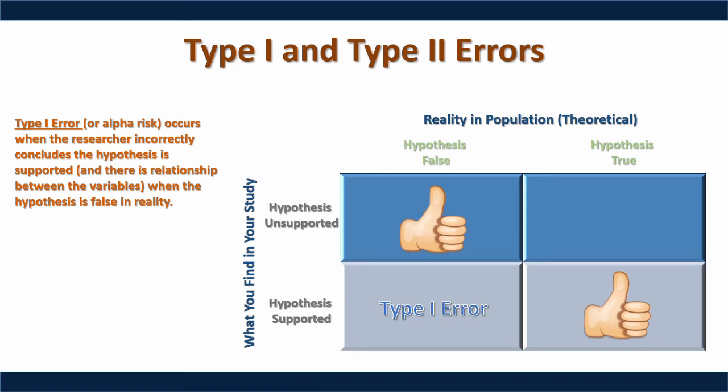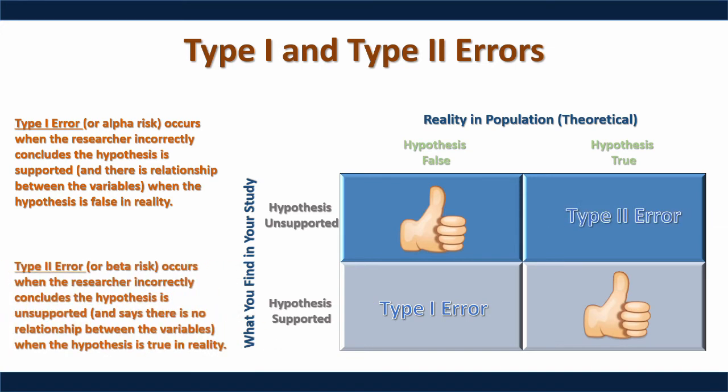Then there are times when you might conclude that your hypothesis is unsupported when in reality your hypothesis is true. We call this type 2 error, although you might want to think about this as being a false negative. It's important to recognize that type 1 and type 2 error are related. When we decrease our acceptable risk of committing type 1 error, we're actually increasing our risk of committing type 2 error.